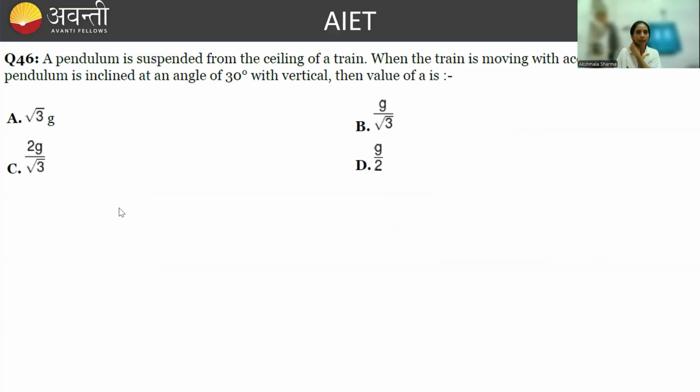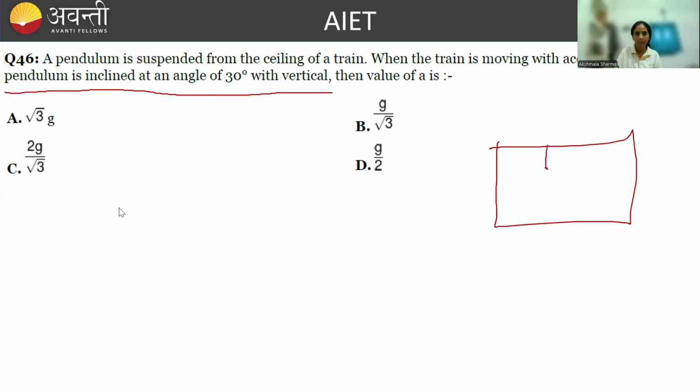Now a pendulum is suspended from the ceiling of a train. When the train is moving with acceleration A, pendulum is inclined at an angle 30 degrees with the vertical. Then the value of A is. Just imagine here, suppose this is the train and this train is at rest. So pendulum is like this. Once you accelerate it, what will happen?